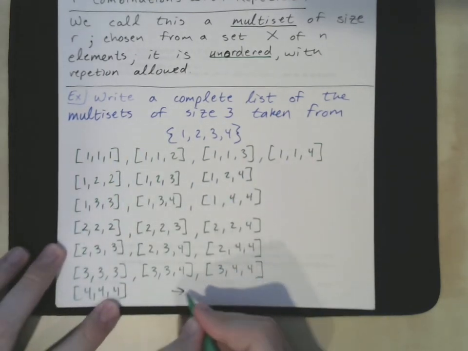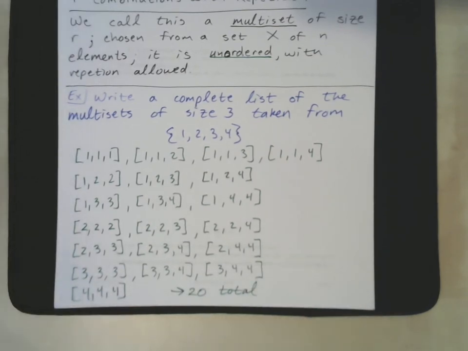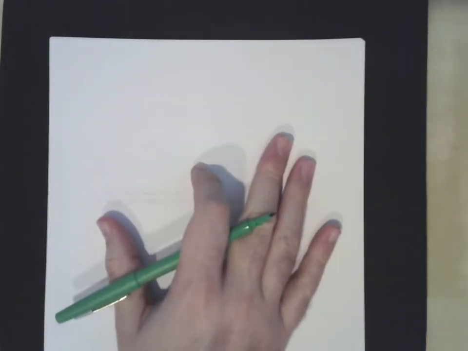And if we count all these up, there are 20 total. Now, we don't need to guess the number of multisets that we can construct of a particular size from a specific set, a parent set. We have a theorem that does that for us. And so we'll compare our result. We have 20 sets there, and we'll see if that lines up with this theorem.